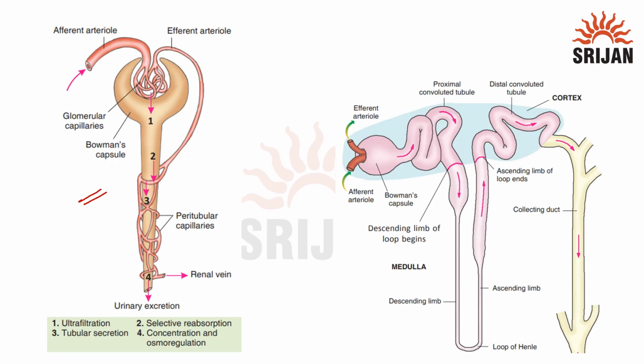Here we have the structure of nephron. At this part we can observe that ultrafiltration takes place, and here we have the selective reabsorption taking place. In this image we can observe that this is the region where ultrafiltration takes place, and this part, that is PCT, DCT, and Henle's loop, are the parts where selective reabsorption will take place.